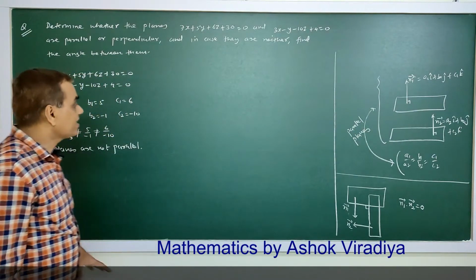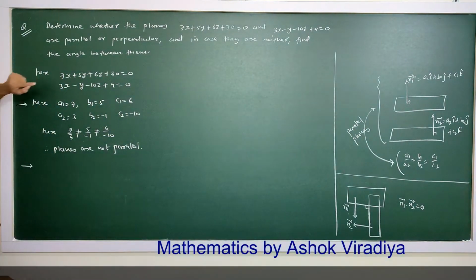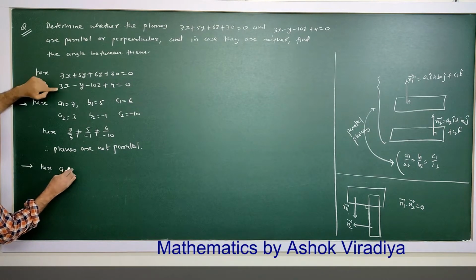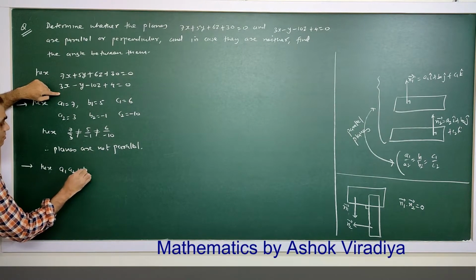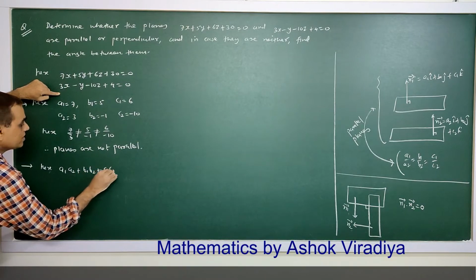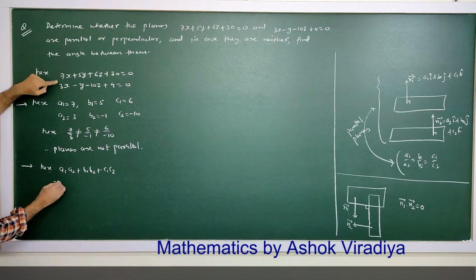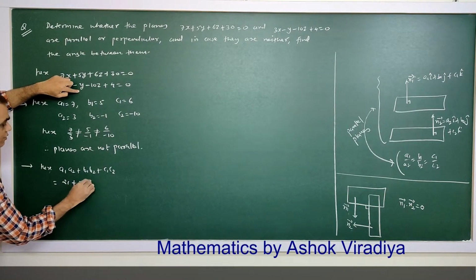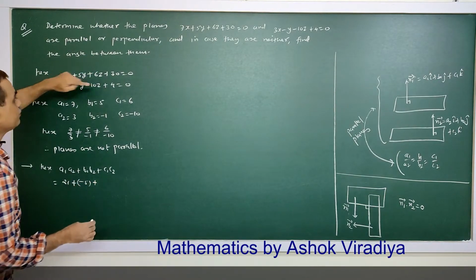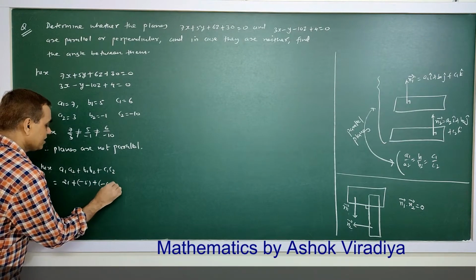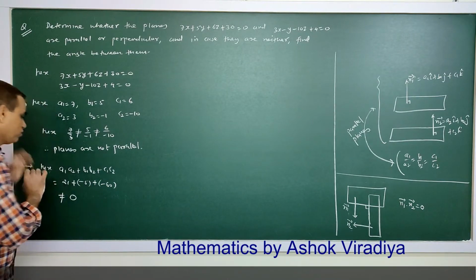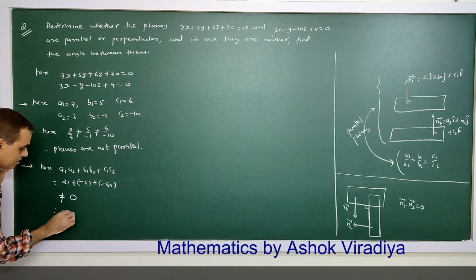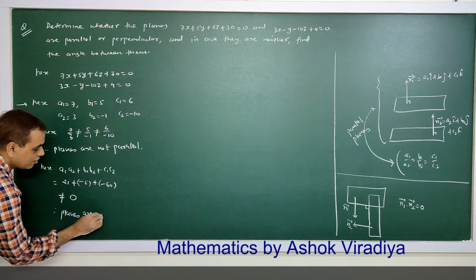So now we check, are they perpendicular? So we take dot product of normals. So here a1 into a2 plus b1 into b2 plus c1 into c2, this is dot product. So a1 into a2 is 21 plus b1 into b2 is minus 5 plus c1 into c2 is minus 60. See, this is not equal to 0. So these planes are not perpendicular.